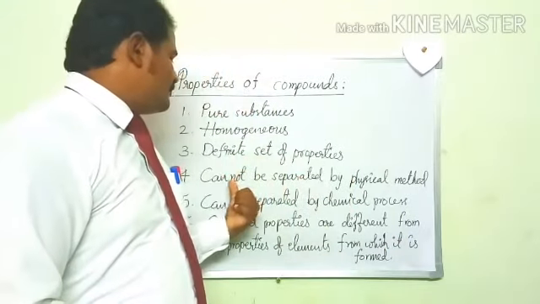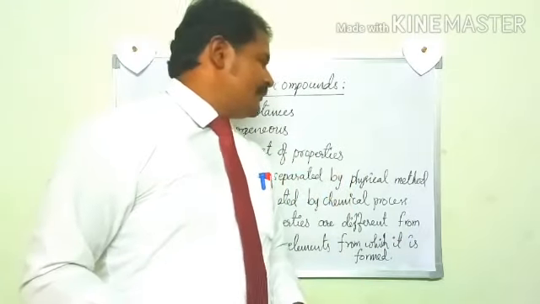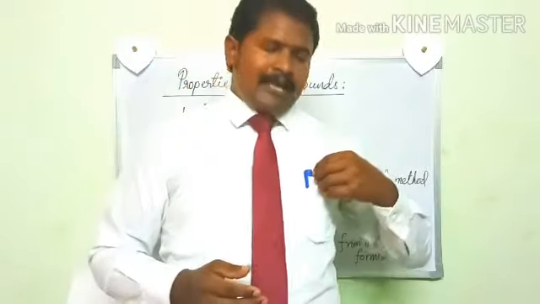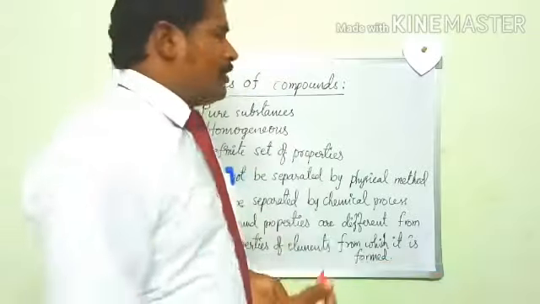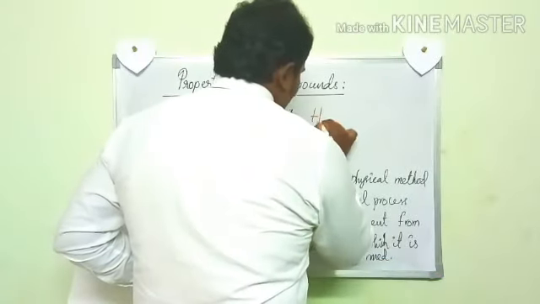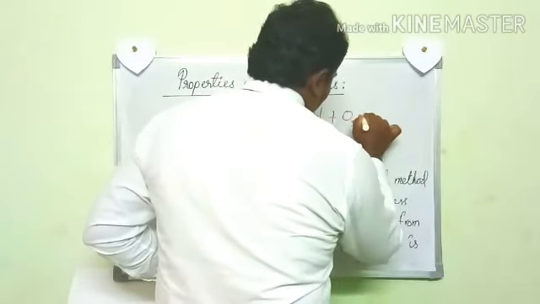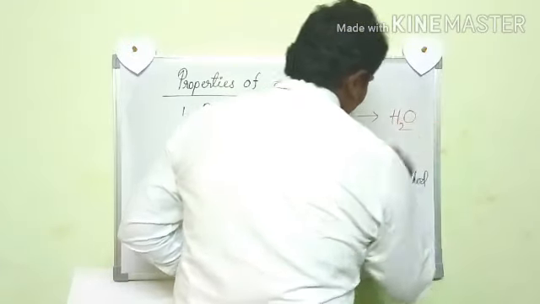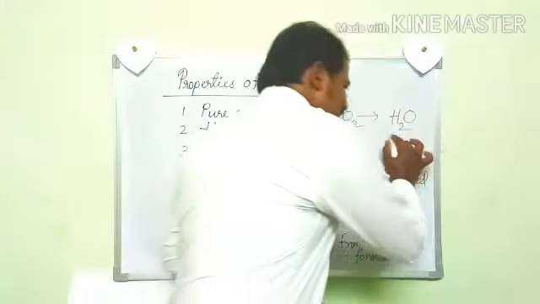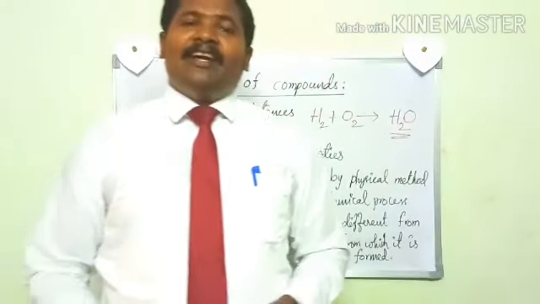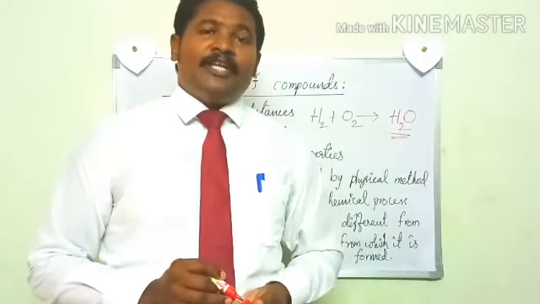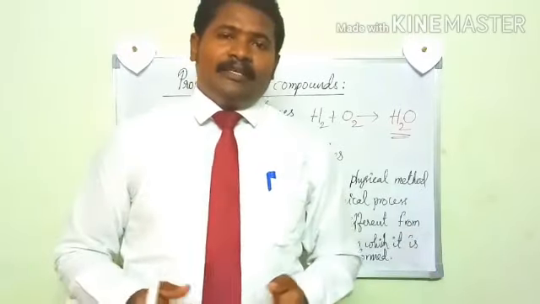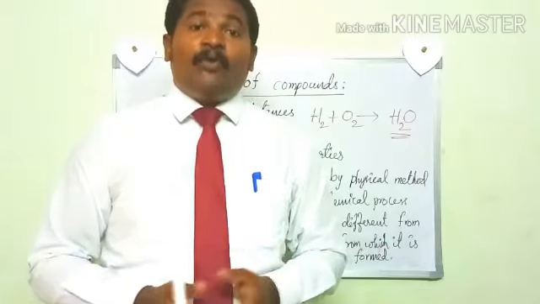Okay, next one, cannot be separated by physical methods. Water is a compound. Let me write the formula. Hydrogen and oxygen react to form water. Water contains hydrogen and oxygen, which are chemically combined in the compound. How can we separate them?